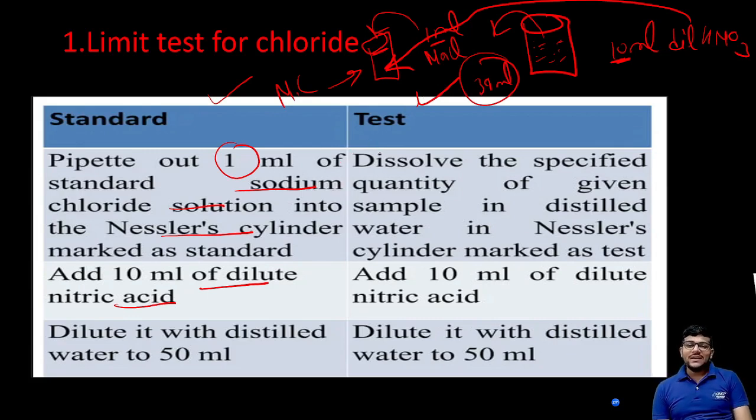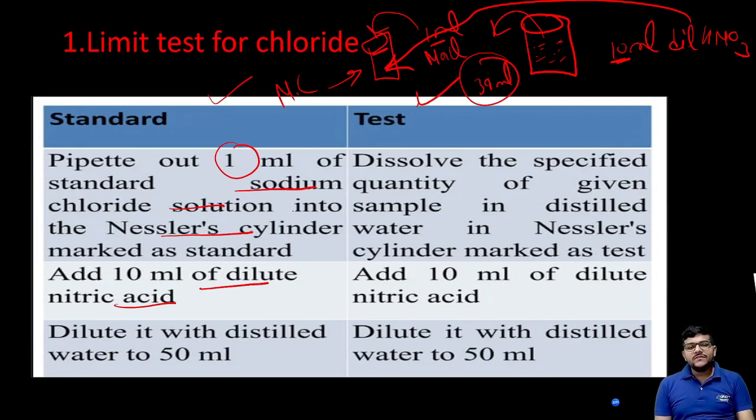Now it is our turn to make the test solution. For the test solution we have to dissolve a specific quantity of the given sample. When I was in my B Pharm, my professor usually gave us a solution prepared by him, or we can say by lab technicians. We just have to test the sample to see whether the test passes or fails, whether there are impurities or not, whether there is a presence of chloride, sulphate, iron, whatever the test is. So dissolve the specific quantity of the given sample in distilled water in the Nessler cylinder, and mark it as the test.